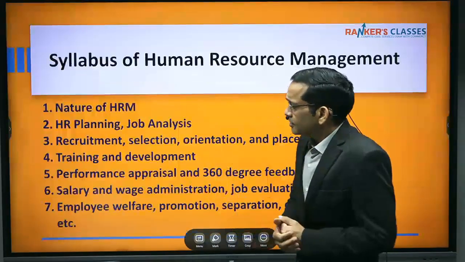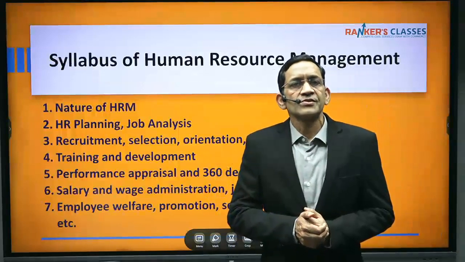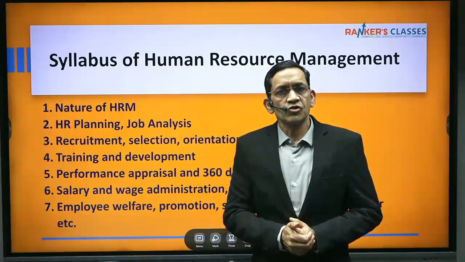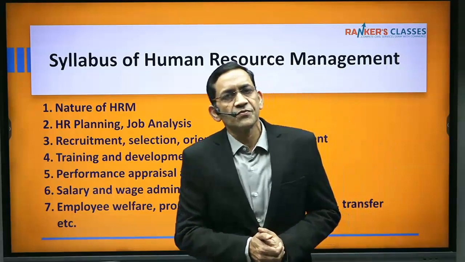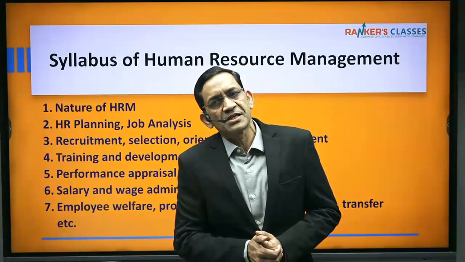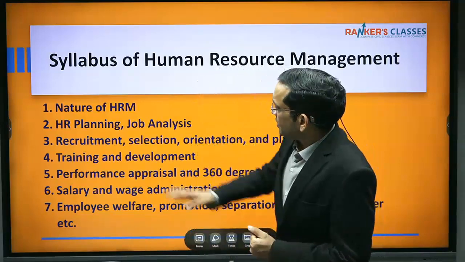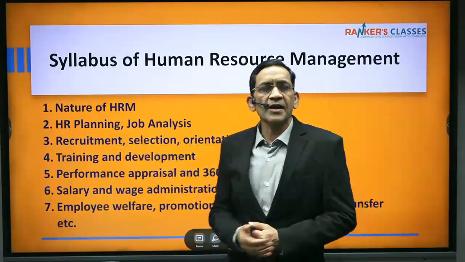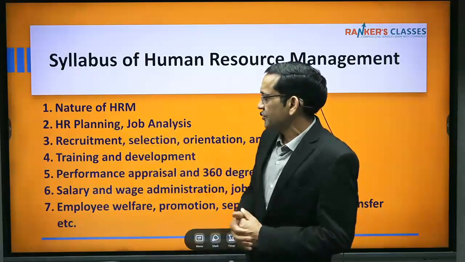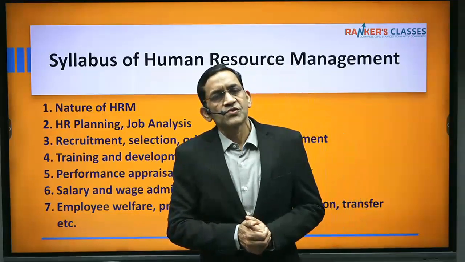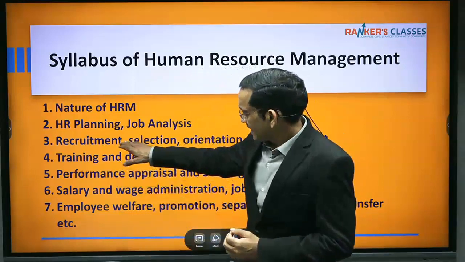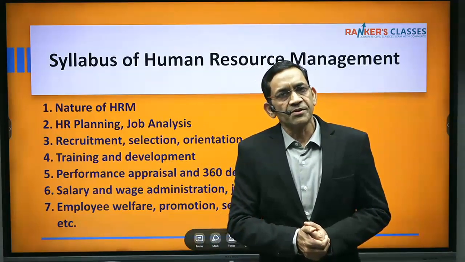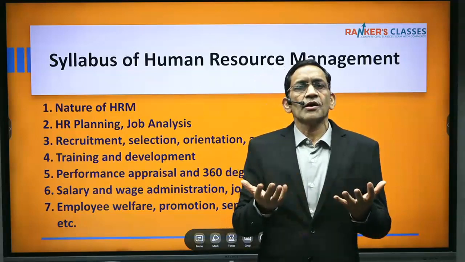Let us see. The syllabus of human resource management consists of 7 chapters. Just like any other subject, first chapter relates to nature of human resource management. So you'll see the meaning, definition, features, importance of human resource management, challenges of human resource management. And second, which is most important chapter also. So before you do all other things, first you have to do planning of human resources and conduct job analysis. So HR planning and job analysis, that is second and most important chapter. Third interesting chapter is recruitment, selection, orientation and placement. It is easy but less important chapter, right? It is related to hiring the workers or acquiring the workers.